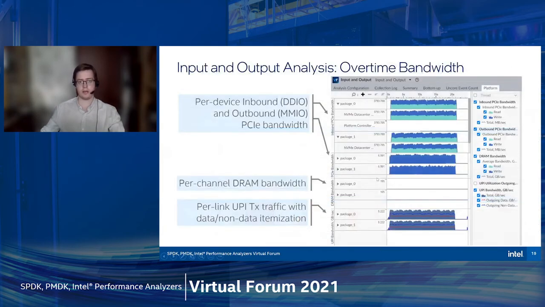And you can have the over-time view for the bandwidth. So you can see per device inbound and outbound PCIe bandwidth. Again, you see that both my drives are reported here, and you can see the over-time DRAM bandwidth with the breakdown by channel, and per link UPI outbound traffic, and you will also see here data and non-data utilization to see how much data is moved and how many snoops there are between the sockets.